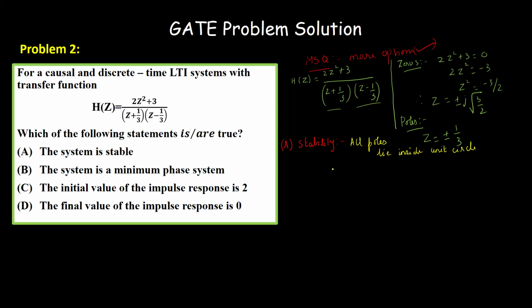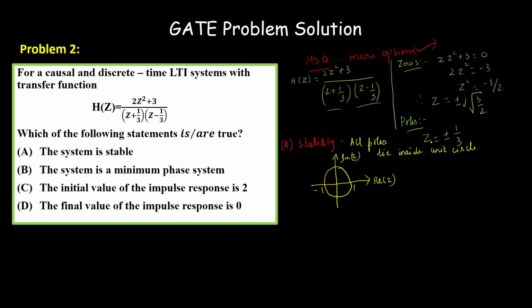Should lie inside the unit circle for the z plane. See here, this is the z plane, real part of z, and then imaginary part of z. So let me draw the unit circle first. So here 1, this is minus 1, this is the unit circle representation. Let me check with the poles.